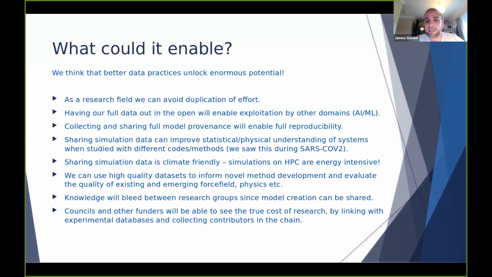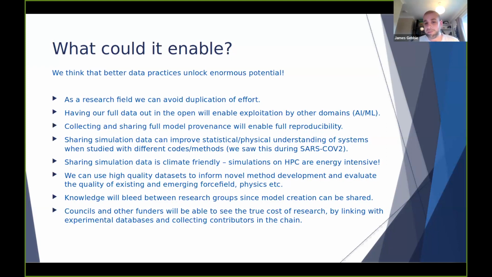We can use high quality data sets to inform method development. This is what I was talking about earlier, improving the start point when we're developing software tools. If we have access to models we can fully reproduce, we spend more time writing models and testing them and validating them against data that's good, versus wasting our time trying to reproduce things that are difficult to do.